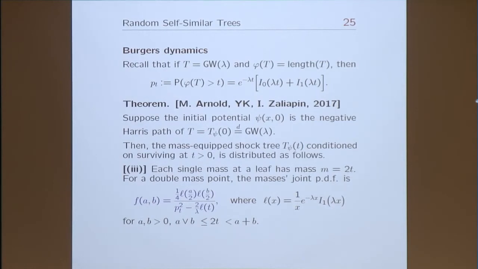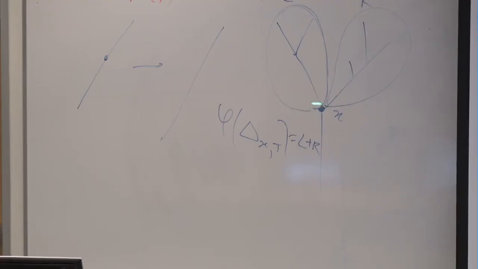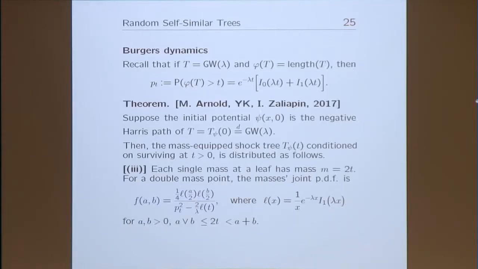If it's a double point mass, then we have a joint distribution. This is the case where the left and right sides eroded, but the massive points still didn't collide. And that would be, still, expressed through these functions p sub t and L of t, which are in turn expressed through modified Bessel functions.